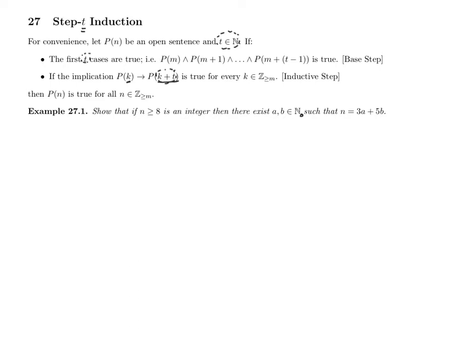Let's take a look at this example just to see what's going on here. So we want to show that if we have a value n that's greater than or equal to 8, then there exist two whole numbers, a and b, such that we can write n as some whole number multiples of 3 and 5.